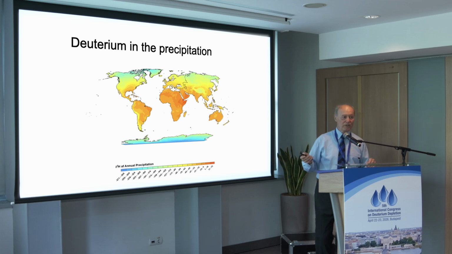This map shows you the deuterium content of the precipitation on the Earth. You can see the orange color shows the highest deuterium content, the blue the lowest deuterium content. So, as I told you, the lowest deuterium content you can find on the Earth's poles. And as we go from the equator to the north, the deuterium content gradually decreases.